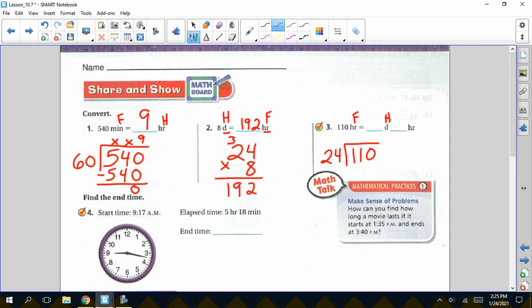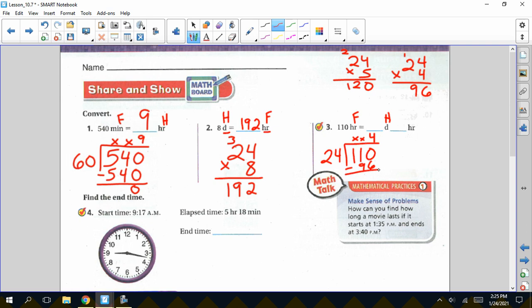Now, we have to think about how many times 24 goes into 110. So we can try 24 times 3. We can try 24 times 4. That would be 16. 4 times 2 is 8, plus 1 is 9. That's as close as we're going to get because 24 times 5 is 120, and that's too big. So 4 is our number, and we're going to use 96.